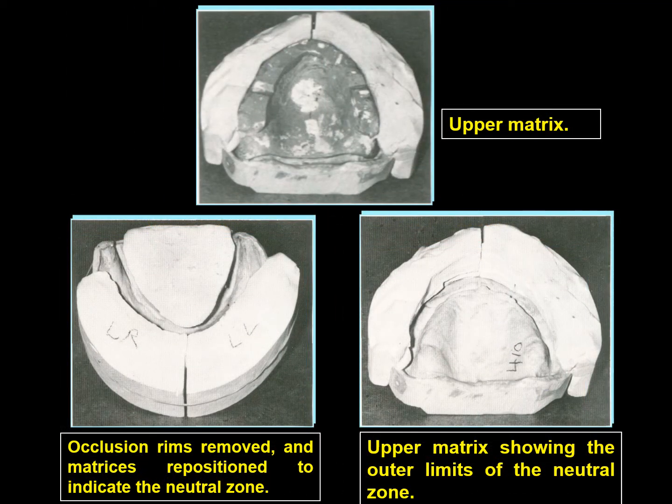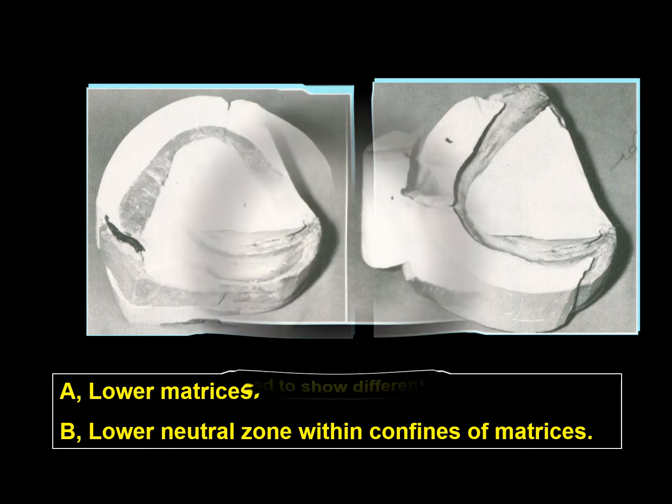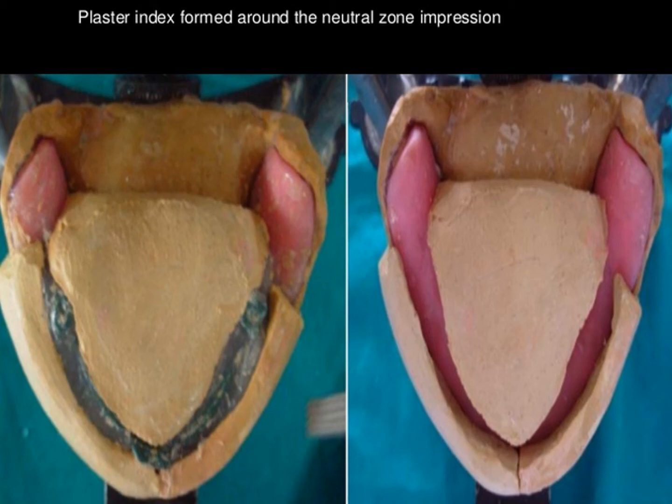This is the upper matrix after splitting at the midline, like that also. So we can remove the matrix easily, and the remaining space is the area of the neutral zone, like that. Also in the lower matrix, like that. So this is the area of the compound after recording the neutral zone, and this is the lingual plaster matrix and the buccal and labial or facial plaster matrix. Make a split at the midline to facilitate removal of the matrix and the compound, so the remaining space is the space of the neutral zone area.